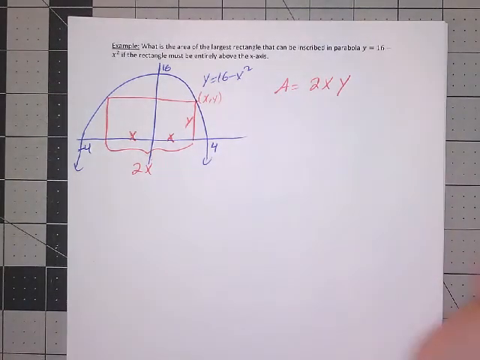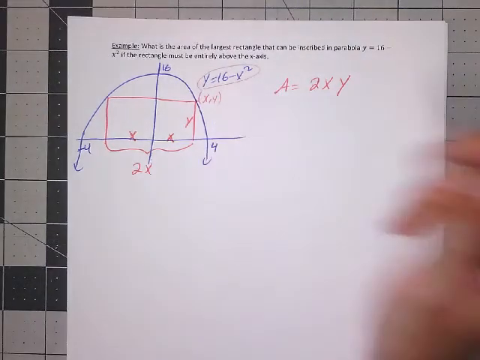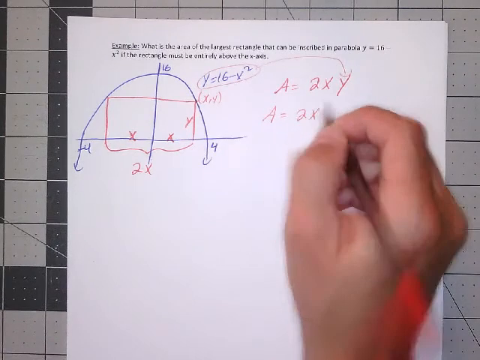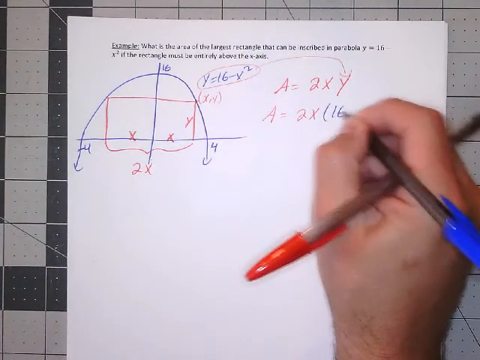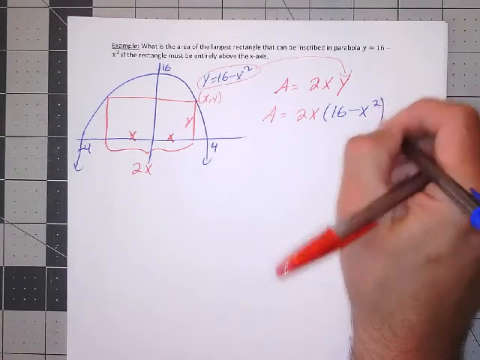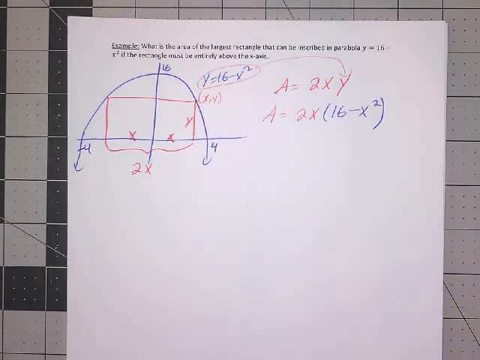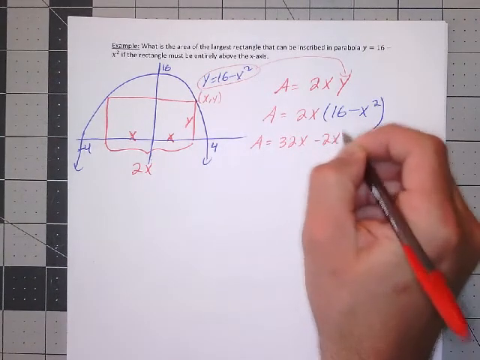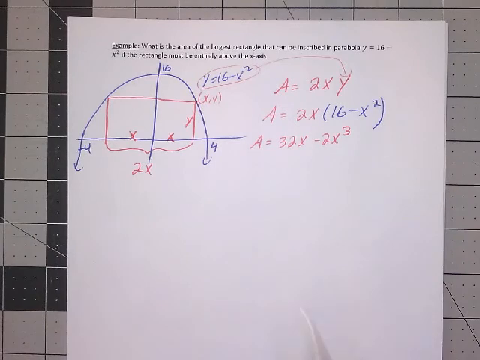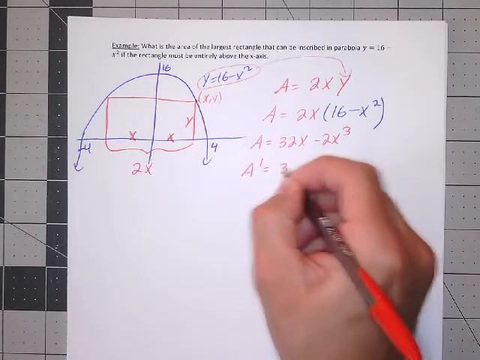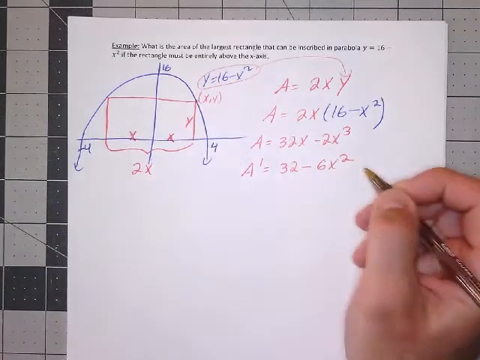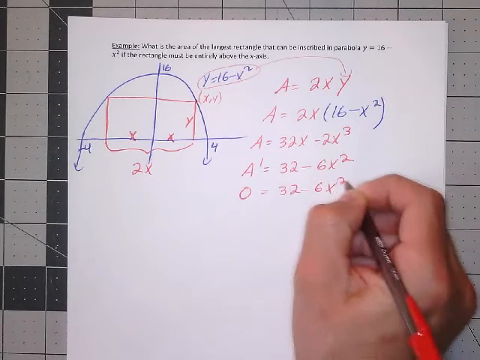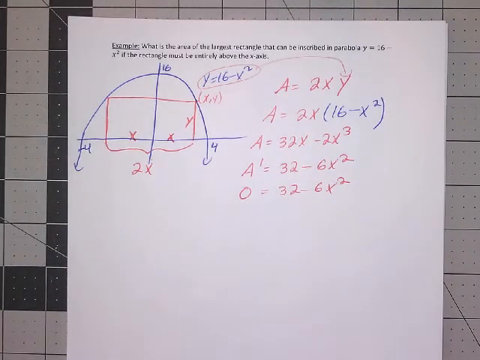And we want to maximize area, so we need to take the derivative of this. But we have a constraint. So we'll substitute that in. Area equals 2x times 16 minus x squared, which I'll simplify further: 32x minus 2x cubed. So A prime would be 32 minus 6x squared. 0 equals 32 minus 6x squared.